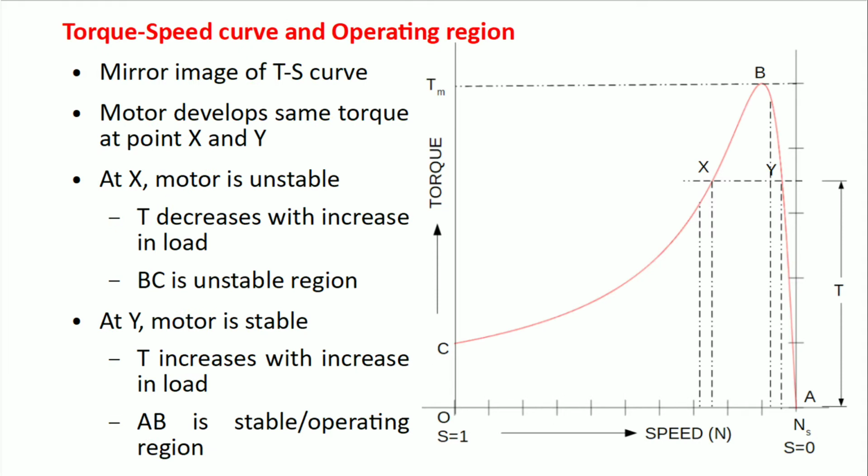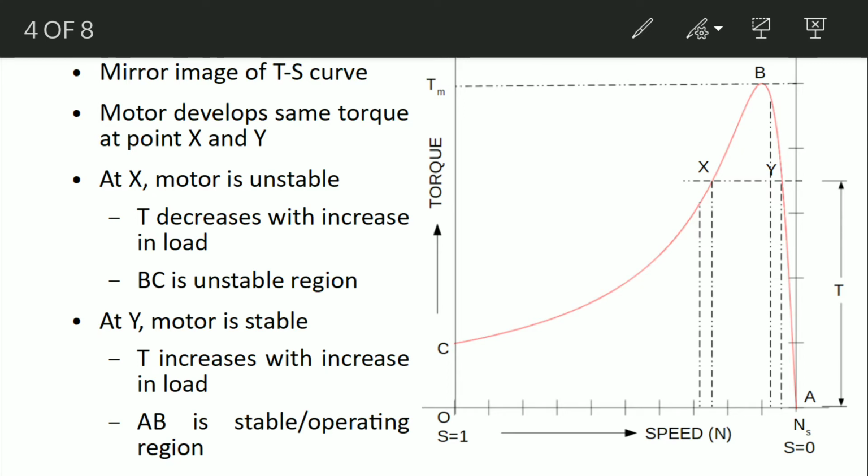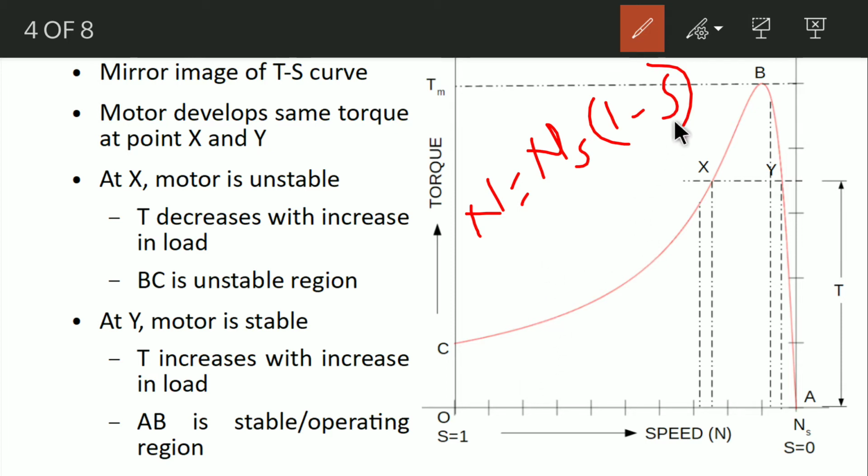Now, the next curve is the torque speed curve and operating region. Here in place of slip we are taking speed. The formula for speed is N is equal to Ns into 1 minus S. It means when the slip increases, the speed decreases.